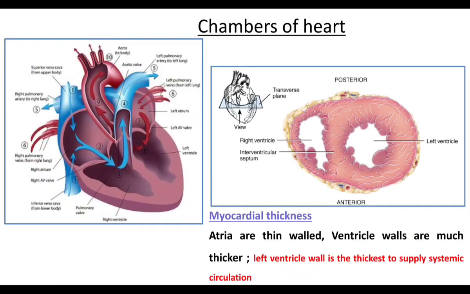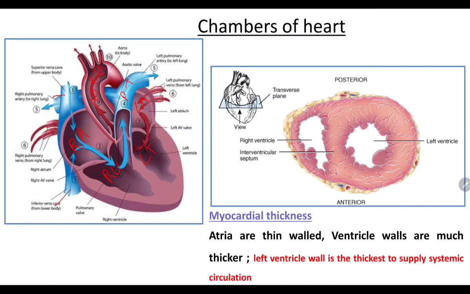Now the chambers of the heart. In your lower classes you have already learned about the chambers of the heart. So we have the right atrium, then we have the right ventricle, then we have the left atrium and the left ventricle, and here we have the superior vena cava, then comes the inferior vena cava. This is the pulmonary trunk over here, and here we have the aorta.